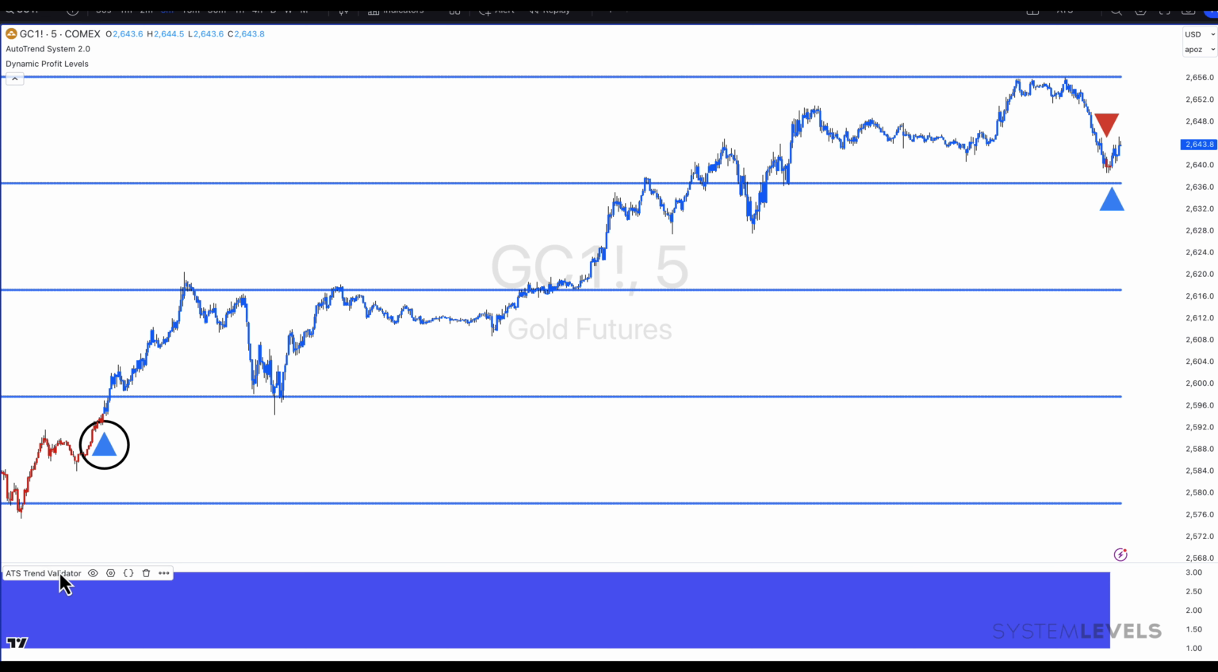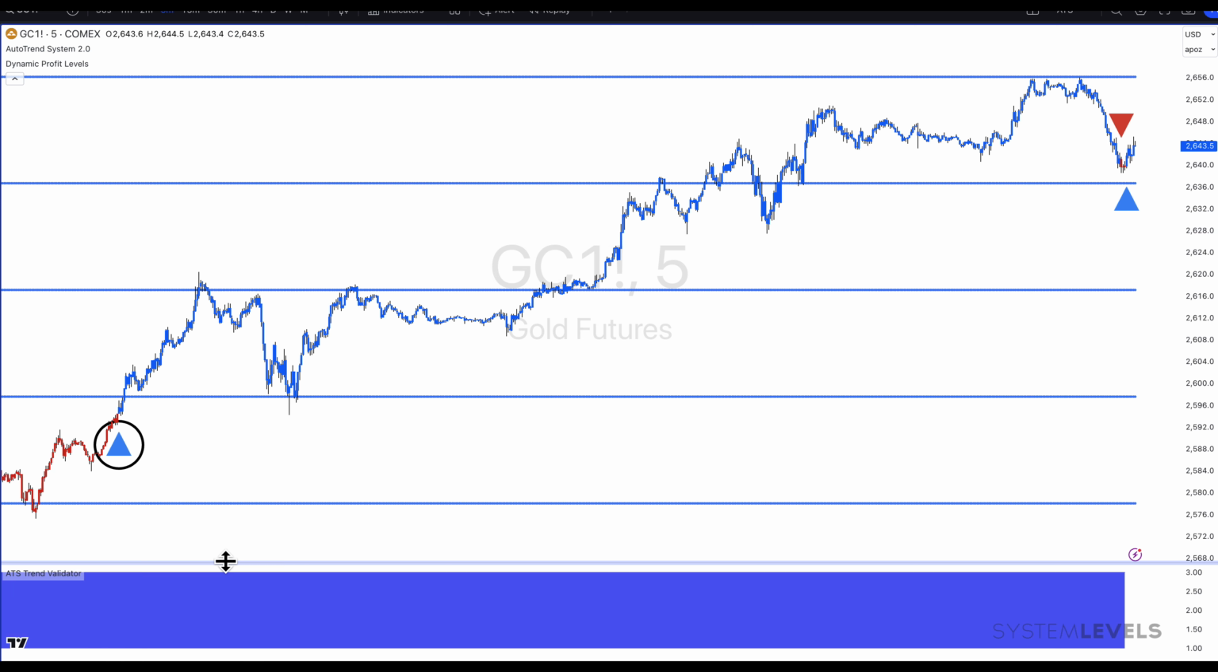In contrast with that, if the trend validator here was red, that would signal to me that the long-term direction of gold futures at that point in time was to the downside. So when I get a buy signal, then I know that this long signal will be fighting the higher time frame trend. In other words, that would be a lower probability trade. Whenever you're fighting trends, you have lower probability trades.